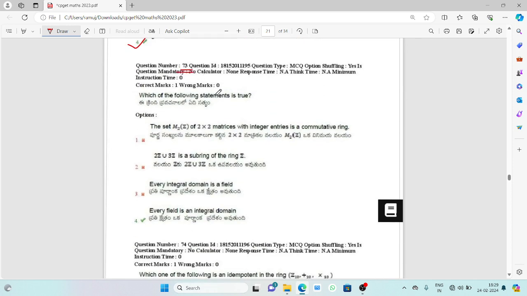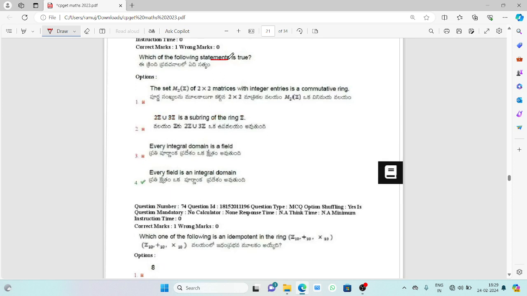And 73 is, which one of the following statements is true? So here he is asking for the true statement. You should be careful about that, whether he is asking for true or false. So the set M2(Z) of 2 cross 2 matrices with integer entries is a commutative ring. No, we know that whenever two matrices are there, they never commute. So this option will be false. You just discard that one.